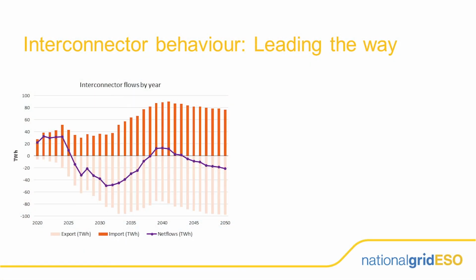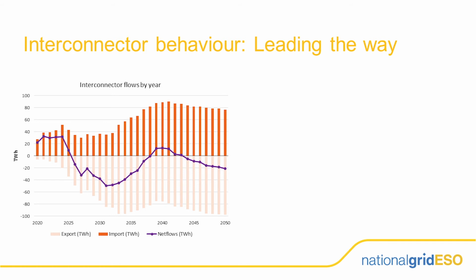Now, on this slide, we see the changing behaviour of the interconnectors, and we're looking specifically at Leading the Way. The chart on the left shows the interconnector flows by year. So because we're looking at annual flows, the y-axis is measured in terawatt hours. I've also split out the exports from the imports, shown by the bars on the chart. The net position is shown as the net flows line in purple.